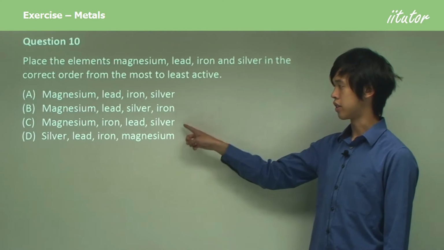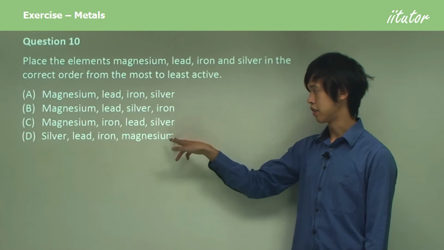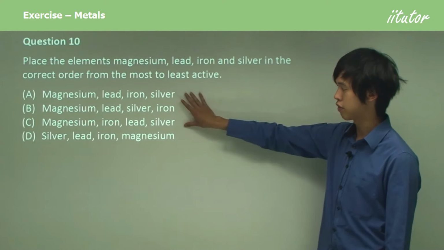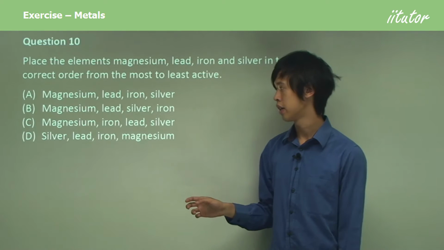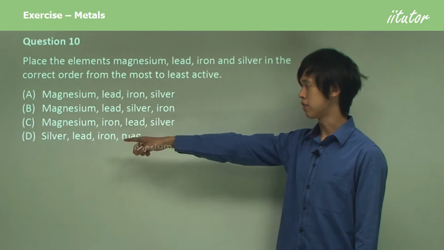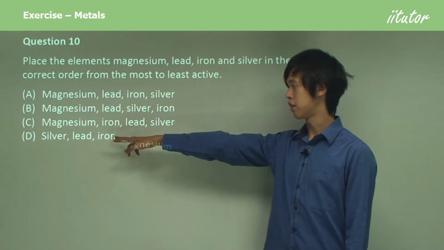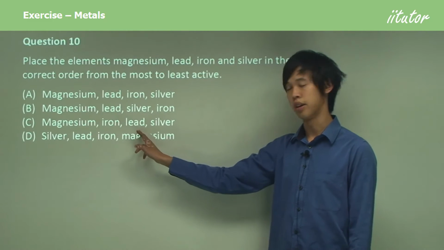So it could be A or C, because the others don't have silver at the end. Okay, so the least reactive one, silver, should be at the end. And you can see magnesium has already been placed for us. So all we need to do is figure out which is more reactive, iron or lead.